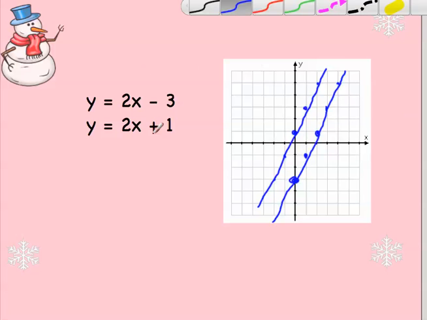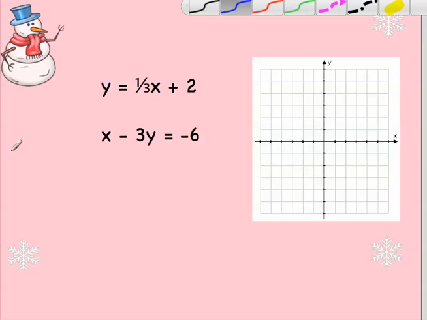And parallel lines, when you get a set of parallel lines, the solution is no solution, because these two lines will never intersect. Parallel lines, if you're asked to find the solution, is always no solution. Let's take a look at the next example.